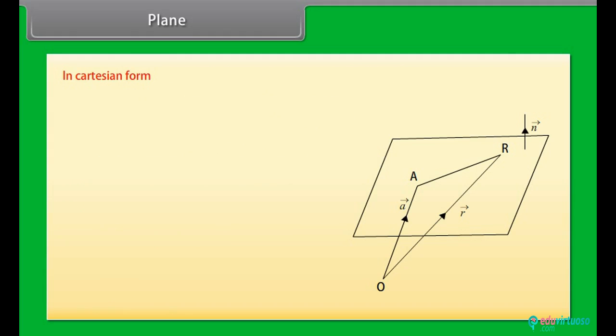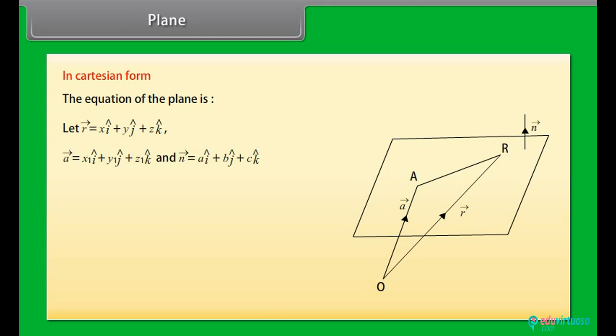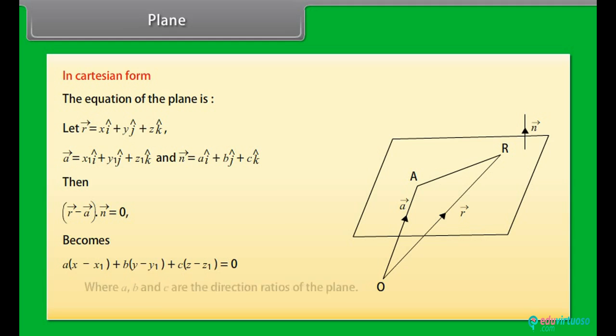In Cartesian form, the equation of the plane is: let vector r equals x i cap plus y j cap plus z k cap, vector a equals x1 i cap plus y1 j cap plus z1 k cap, vector n equals a i cap plus b j cap plus c k cap. Then, the dot product of vector r minus vector a and vector n equals 0 becomes a into x minus x1 plus b into y minus y1 plus c into z minus z1 equals 0, where a, b, and c are the direction ratios of the plane.